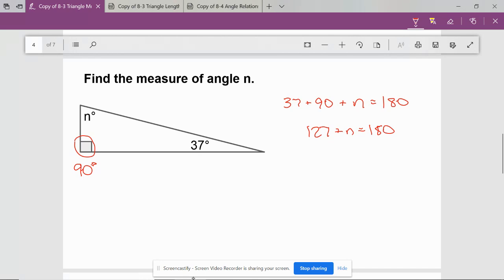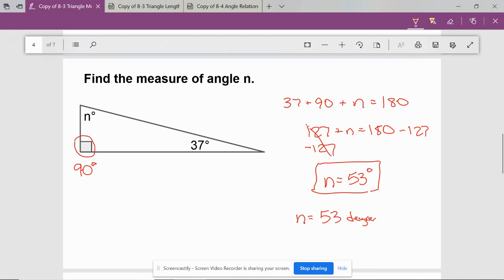Again, that's an addition problem, so we're going to subtract 127. So they cancel out. We're going to subtract 127 from this side. So n is going to equal 53. And make sure we have that degree in there. Now you can spell out degrees, so for some of you that are typing things out, I know that we don't have that little degree symbol, so 53 degrees, we could write it out that way. Okay, so let's go ahead and move on to the next one.